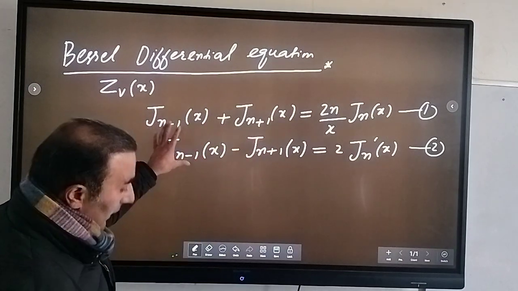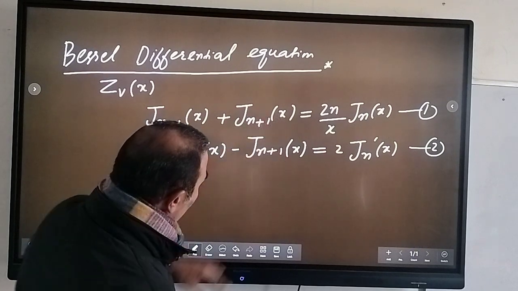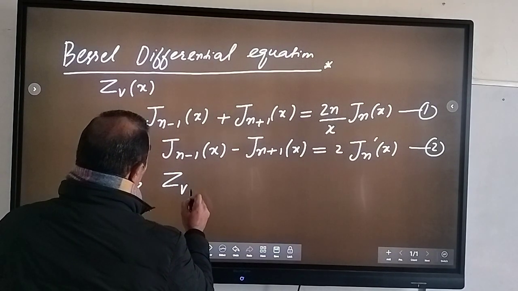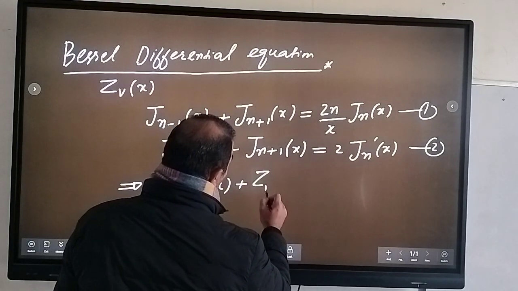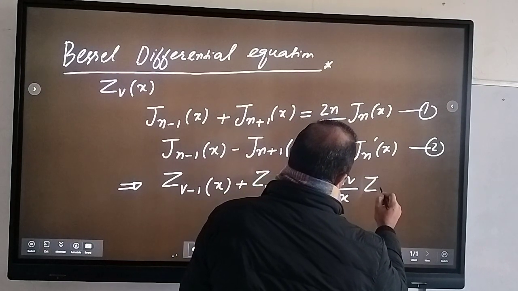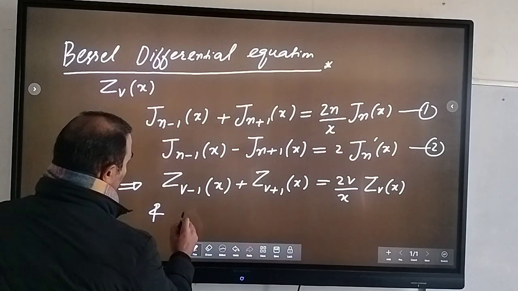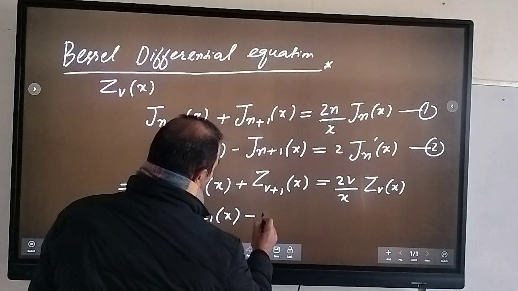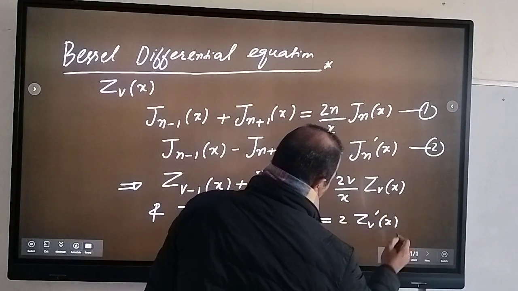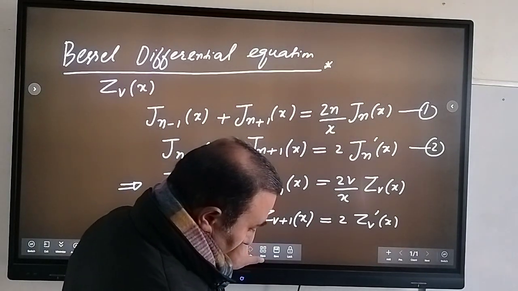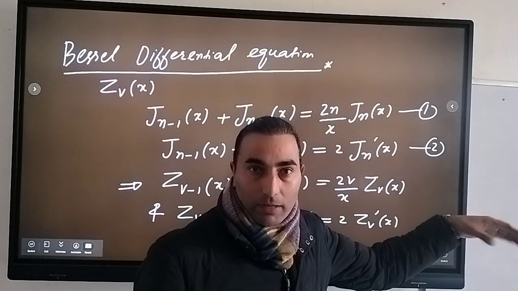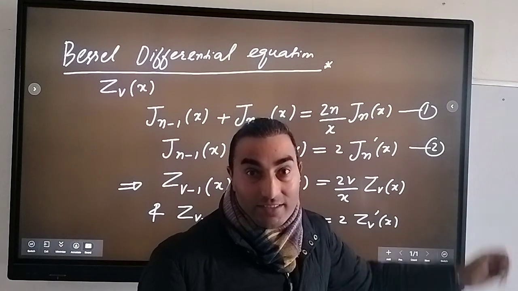So first let us have a look at this. If this z of x satisfies these recurrence relations, then we can write z of v minus 1 of x. So we know that our Bessel differential equation is x square y double dash plus x y dash plus x square minus v square whole times y equal to 0. So that is our Bessel differential equation.